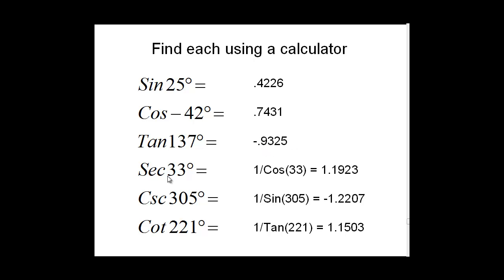To get secant, there is no secant key on a graphing calculator. You just take 1 divided by cosine, because that's the definition of secant. So it's 1 divided by cosine of 33, which was 1.1923. Cosecant, same thing with sine. And cotangent, same thing with tangent. So to find the reciprocal functions, just type in 1 divided by your trig function with your angle.